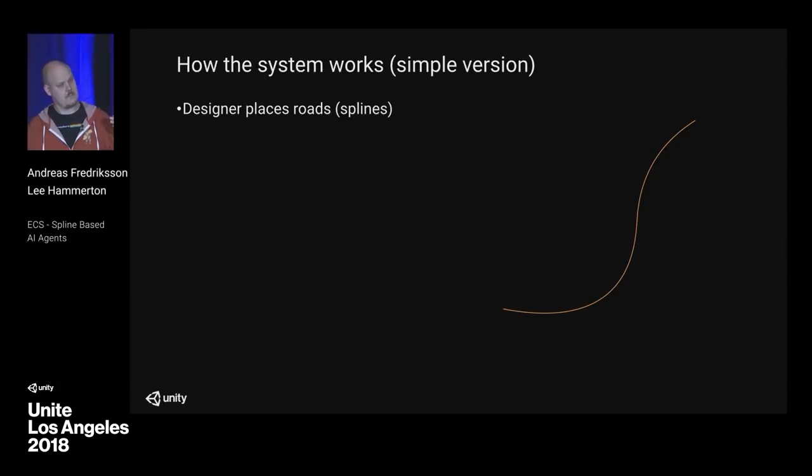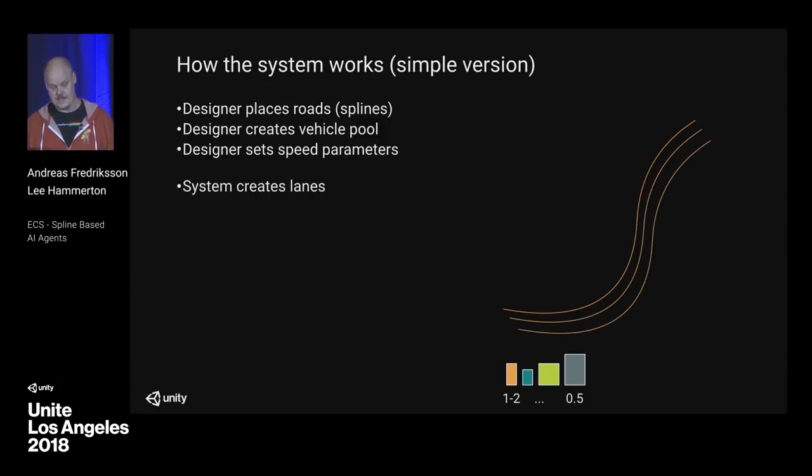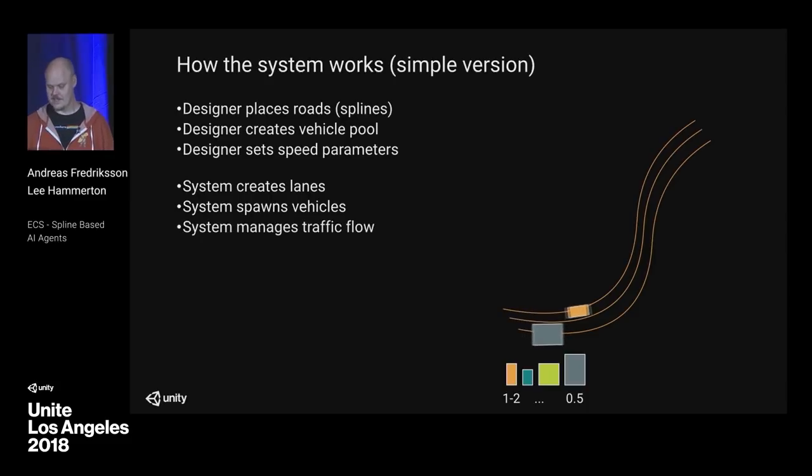You start by placing down splines, right? And you do this in the editor. You then create a vehicle pool. You say, these are the vehicles that I would like to be on this road. You can parameterize those vehicles. It's all very simple. And at runtime, we create a bunch of lanes from the road that's been laid down. We put some vehicles on it, and we simulate them. This is the very, very simple version of what we're about to talk to. Lee's going to take you through the editing part of this.